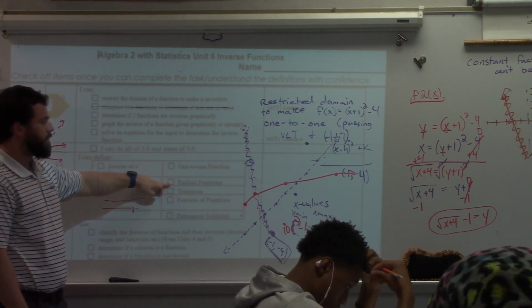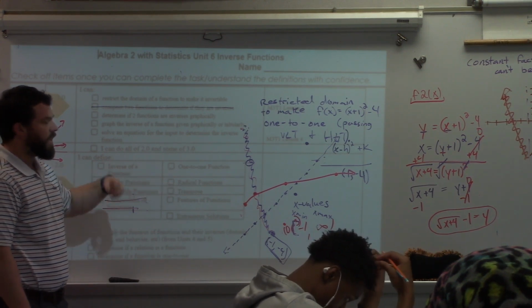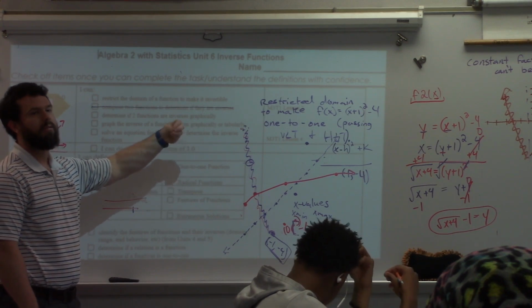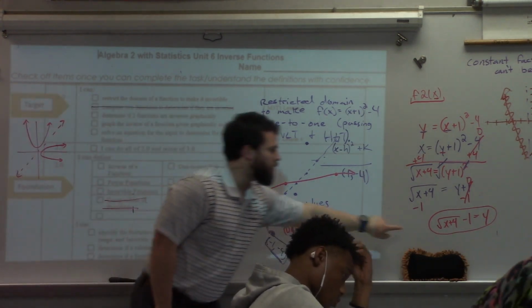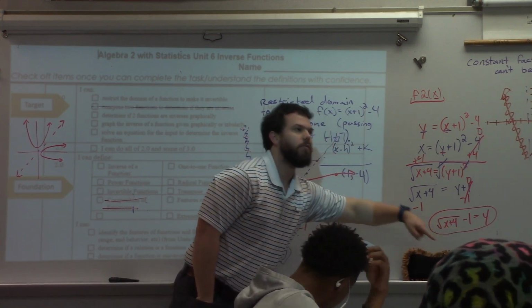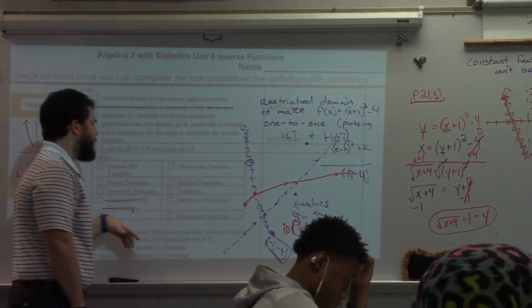Radical functions. If it's the inverse of a power function, if it involves a square root, a cube root, a fourth root, it's a radical function. That symbol is called a radical, which is why what was underneath was called what again? Radicand. Radicand, right? They're all connected ideas.